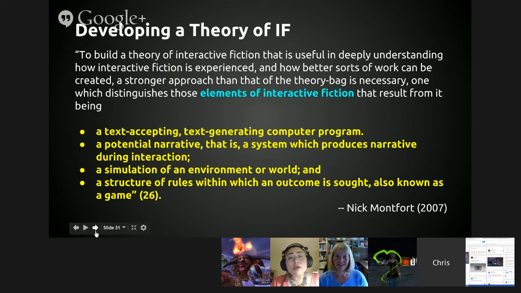So he says, to build a theory of interactive fiction that is useful in deeply understanding how interactive fiction is experienced and how better sorts of work can be created, a stronger approach than that of the theory bag is necessary, one which distinguishes those elements of interactive fiction that result from it being, one, a text-accepting, text-generating computer program. Two, a potential narrative, that is, a system which produces narrative during interaction. Three, a simulation of an environmental world, that's the narrative architecture that Jenkins talked about, which we can't cover today. And the fourth is a structure of rules within which an outcome is sought, also known as a game.